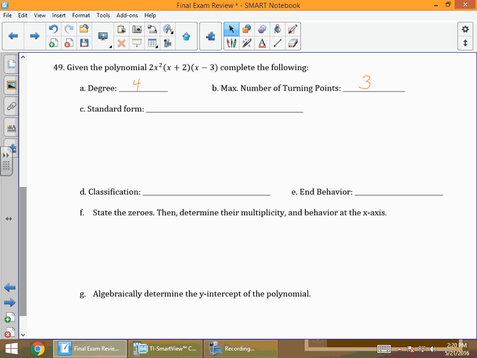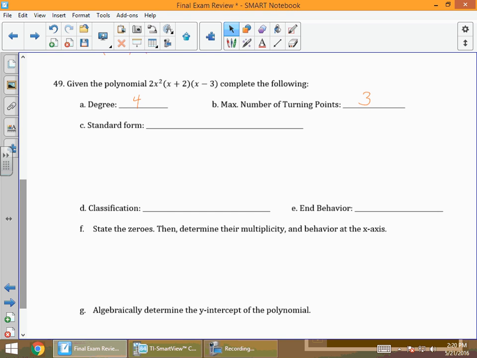Standard form. Now FOIL this stuff together. So x plus 2, so if I FOIL this, that's x squared minus 3x plus 2x is minus 1x, and 2 times negative 3 is negative 6. If I distribute the 2x squared, that would give me 2x to the 4th minus 2x to the 3rd minus 12x to the 2nd.